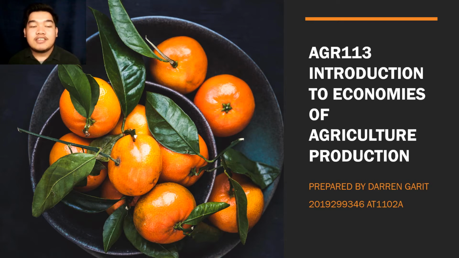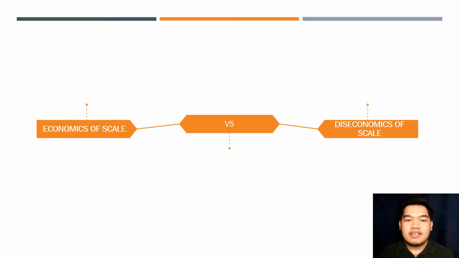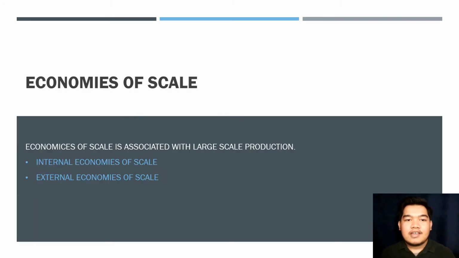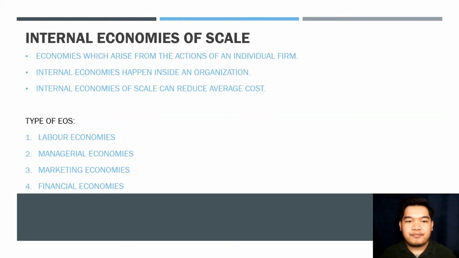From this subject AGR113, I want to talk about the economies of scale versus diseconomies of scale. Economies of scale is associated with large-scale production. There are two types of economies of scale. Number one is internal economies of scale, and the second one is external economies of scale.